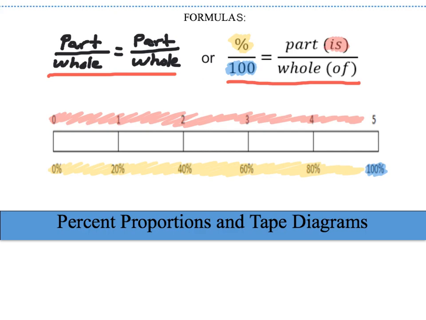I'm going to take the green highlighter, and I'm going to color my of. And I know the of represents the whole. In my tape diagram, the 5 is going to be colored in green because the 5 represents the whole amount. So let's use these key concepts to solve the following examples.